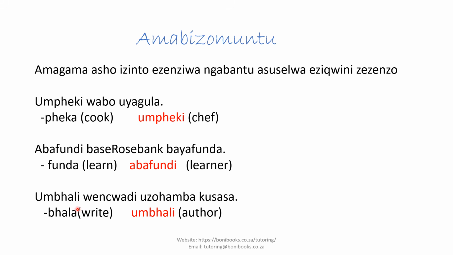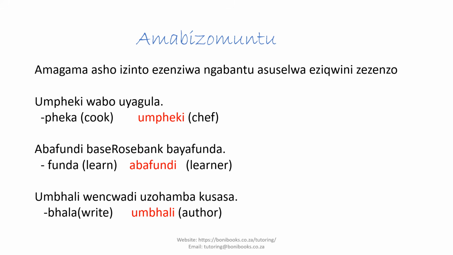Let's go to the next one. Umbhali wencwadi uzohamba kusasa. Umbhali is our noun here. Ibizo umuntu. The person who writes, a writer, an author, we say umbhali. Okay, this is the second type. We said the ibizo umuntu, and we've seen ibizonto.